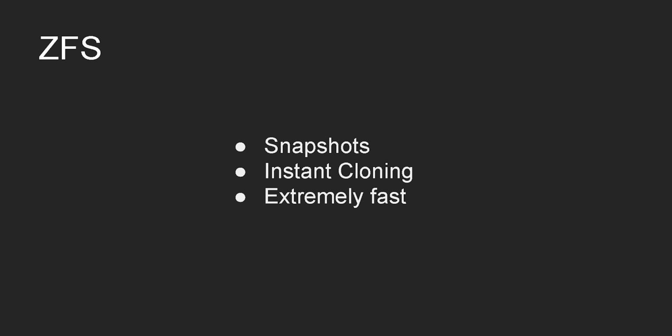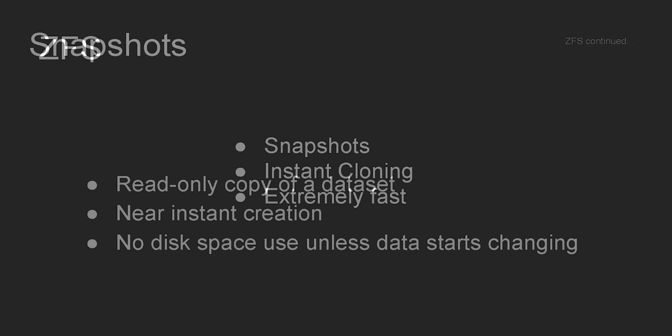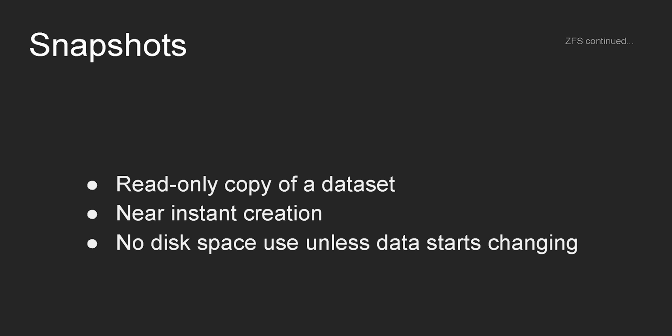Snapshots are basically just, as they sound, snapshots of the file system itself, of the data sets. They're read-only copies of the data set, so they can't be written to. The creation of them is near instant, and they take up no disk space unless the original differs from any changes on the file system.